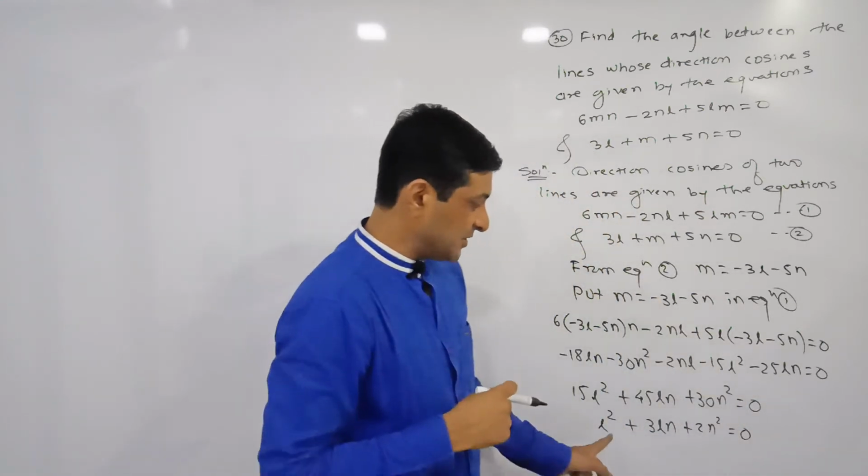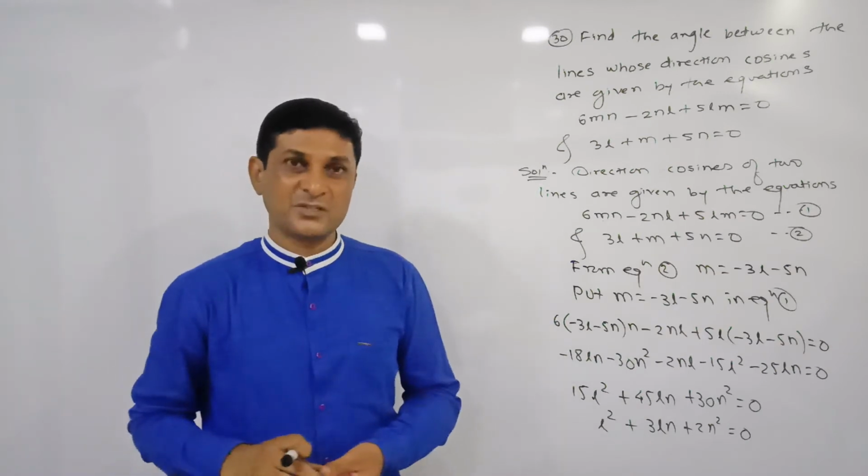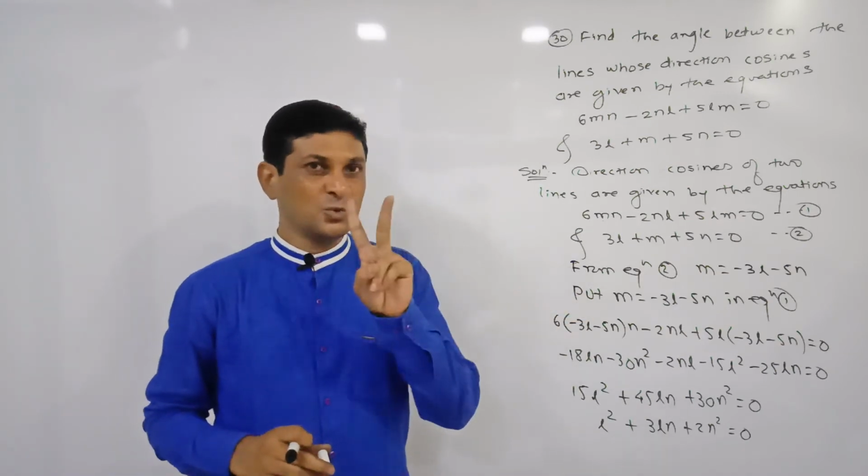Now this is the equation in terms of L and N. What are L, M, N? Direction cosines. How many lines are there? Two lines are there.